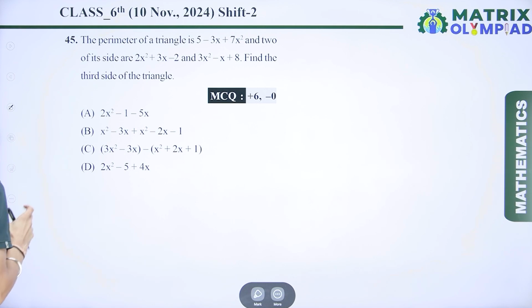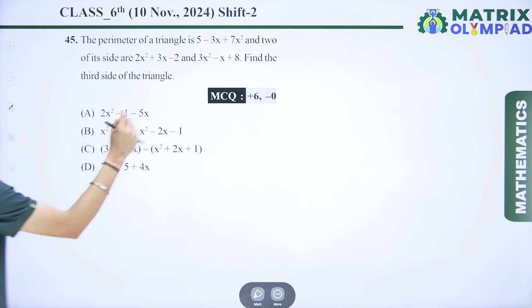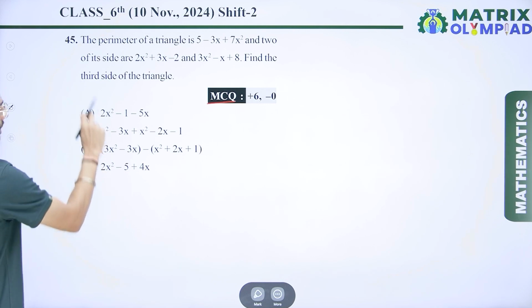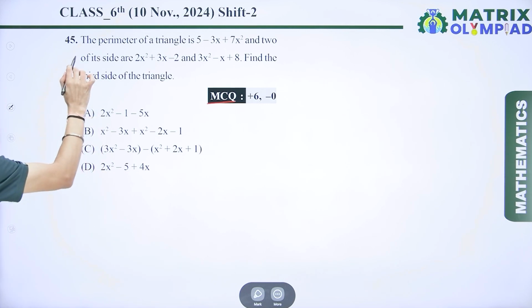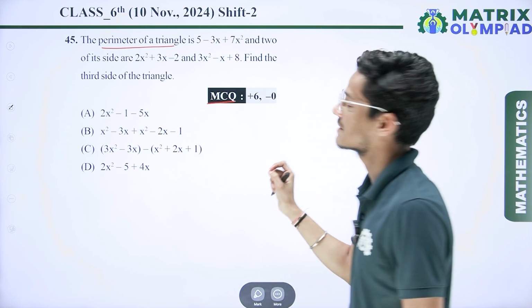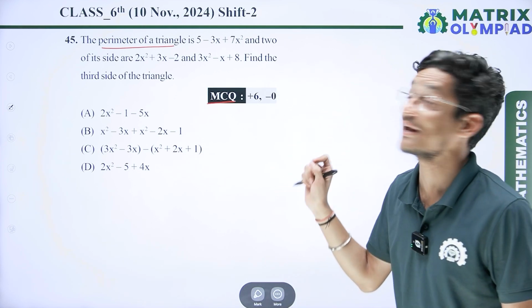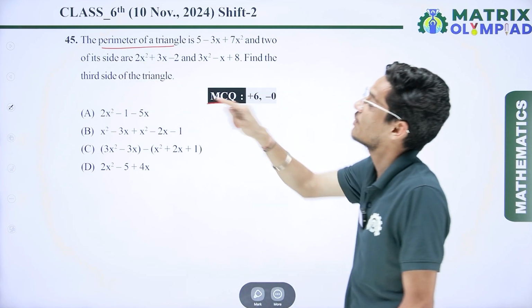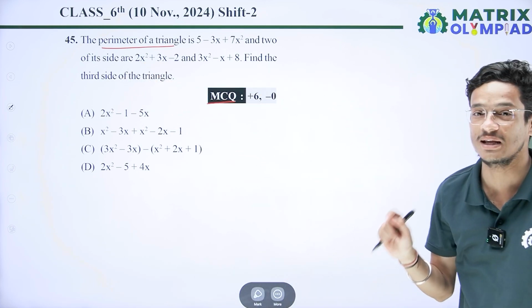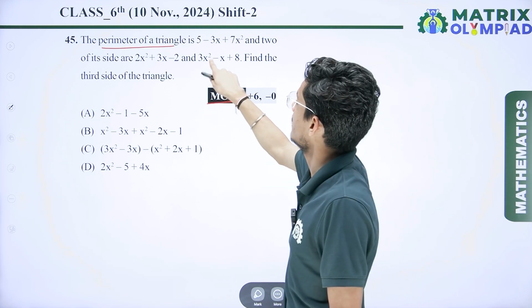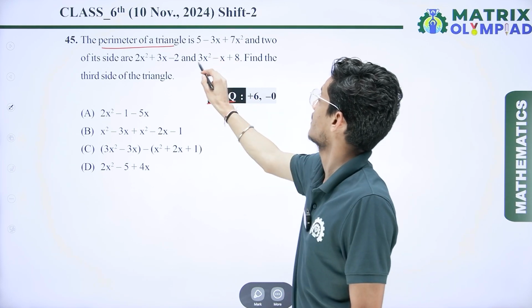So now if I talk about the next question, that is multiple correct answers. So here we have multiple correct answers. Okay, the question is that the perimeter of a triangle is 5 minus 3x plus 7x square and 2 of its sides are 2x square plus 3x minus 2 and 3x square minus x plus 8.